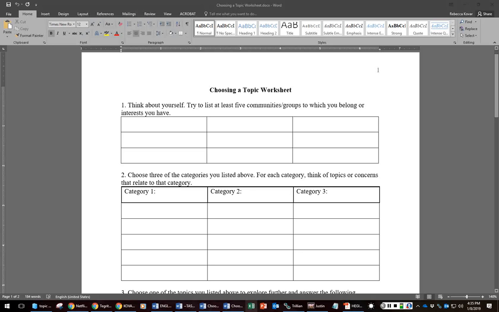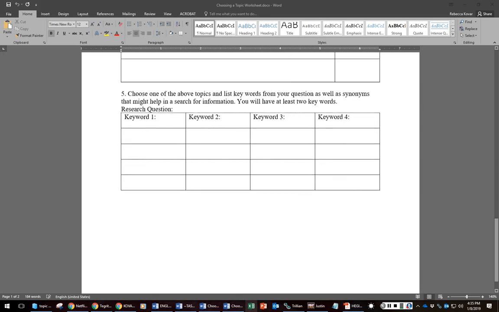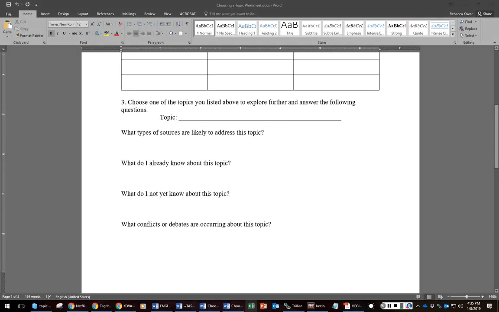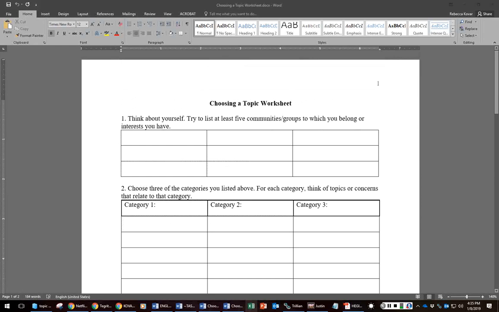So we're going to talk about the Finding a Topic worksheets. You'll notice you have two versions. One is a blank version, like this one, with questions and blanks for you to fill out yourself. I'm going to go over the filled out version with examples of the kinds of things that you might be writing as you're choosing your topic.